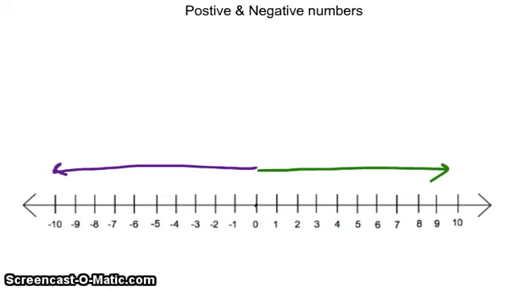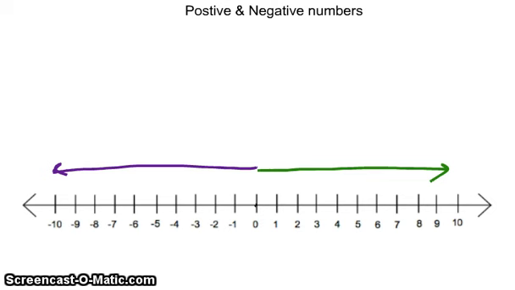So, we're all familiar with numbers greater than 0: 1, 2, 3, 4, 5. But on the other side of 0, there are numbers that are negative. Negative 1, negative 2, negative 3, and so forth. And these numbers with the purple arrow get smaller as they go further left.